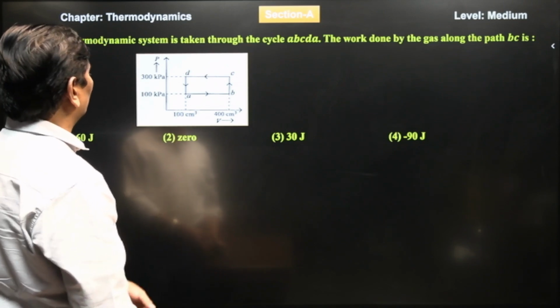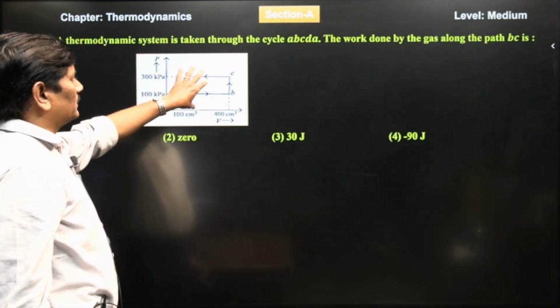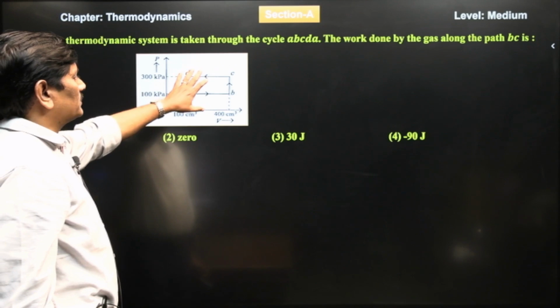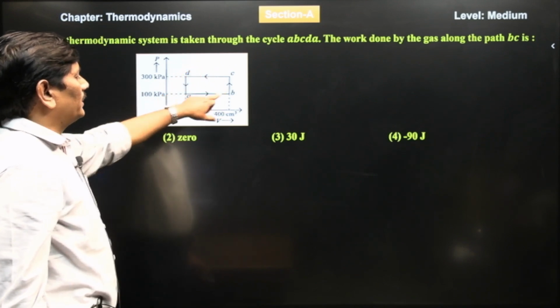See, generally when we see this type of graph, a cyclic process, if you are asked to find the work done, you simply find the area of the loop, the area of the cycle.